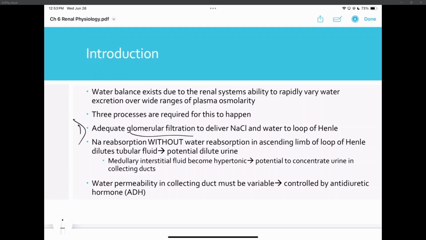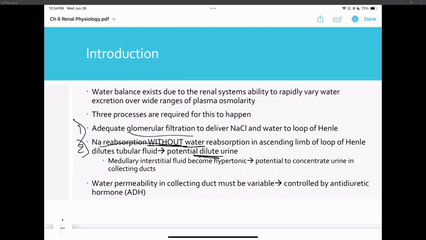We have to perfuse the kidneys. They have to have water, fluid, electrolytes going to the loop of Henle so we can see what our water stores are like. We also need the ability to have sodium reabsorption without water reabsorption in that ascending limb. This allows us to dilute your urine by just taking in sodium by itself and leaving the water there. Allows you to get rid of fluid.